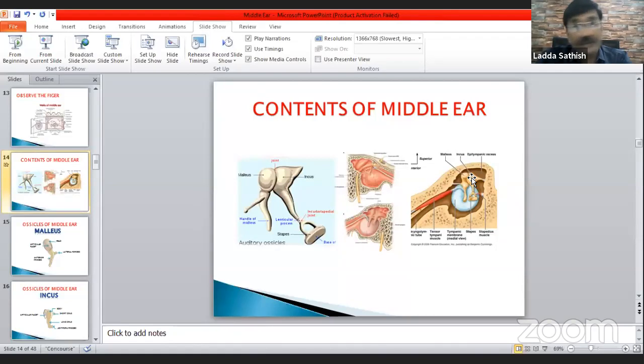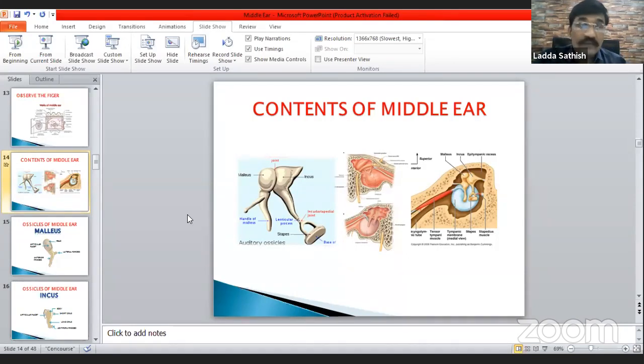The center ossicle, there is no need of special support for the center ossicle, but the two ossicles which are by the side are in need of support, and that support is provided by two muscles. To one side there is a small ossicle, the stapes, and this stapes is supported by a muscle, the stapedius, and the second ossicle, the malleus, which is with the tympanic membrane, is supported by a muscle called the tensor tympani muscle. So that the tympanic membrane gets tense.